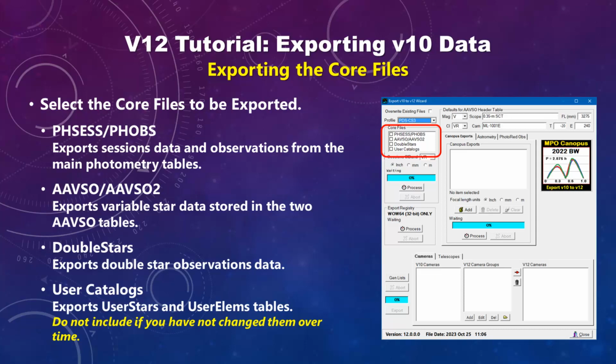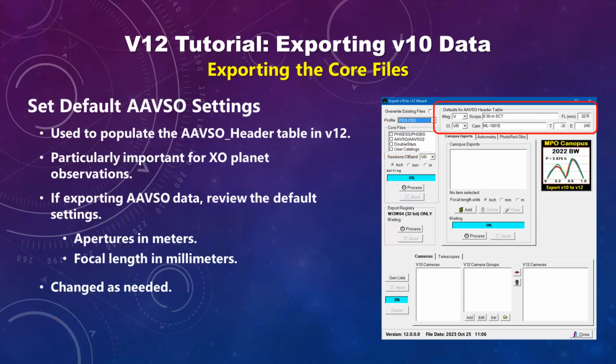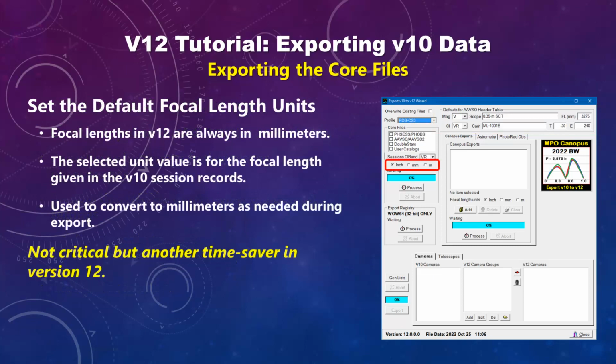The version 12 installation provides compatible versions of the original version 10 tables. Converting the version 10 AAVSO data adds information wanted by version 12 that may be missing. Use the default AAVSO entry fields for the export to fill in missing data. Remember that version 12 and others want apertures in meters and focal lengths in millimeters. The focal length units must be set to those most commonly used in the version 10 session table's focal length field. The program will use this setting to convert to millimeters where required.